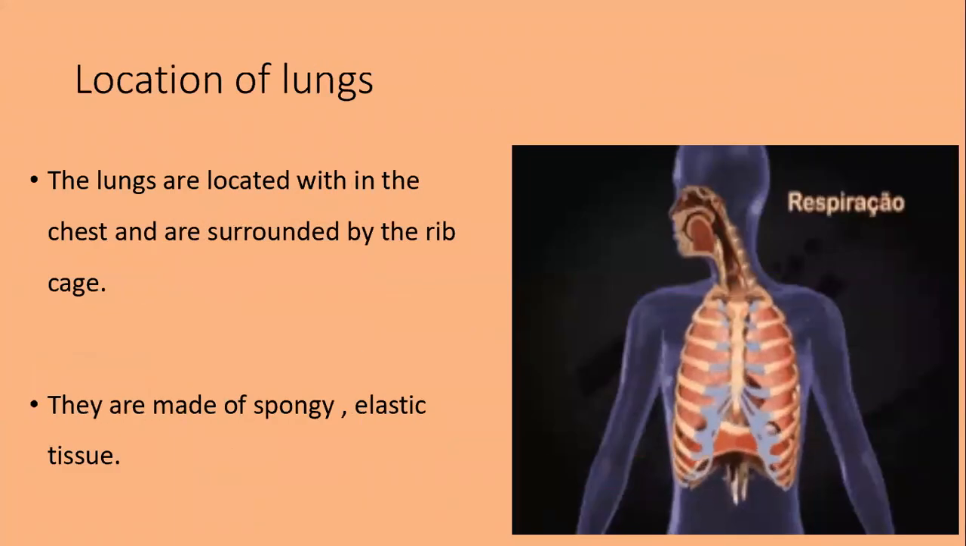Location of lungs. Lungs are located within the chest and surrounded by the rib cage. You can see the lungs are present here and it is located by rib cage. They are made of spongy elastic tissue.